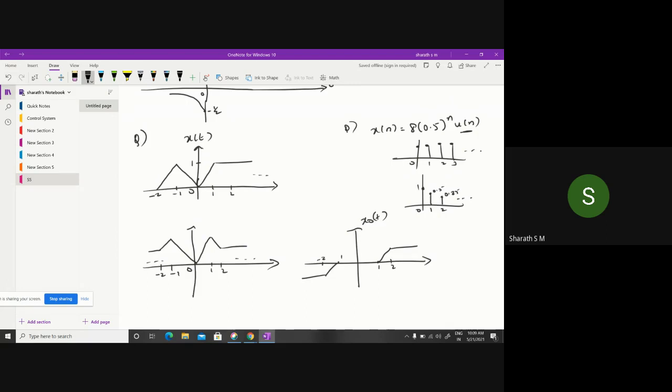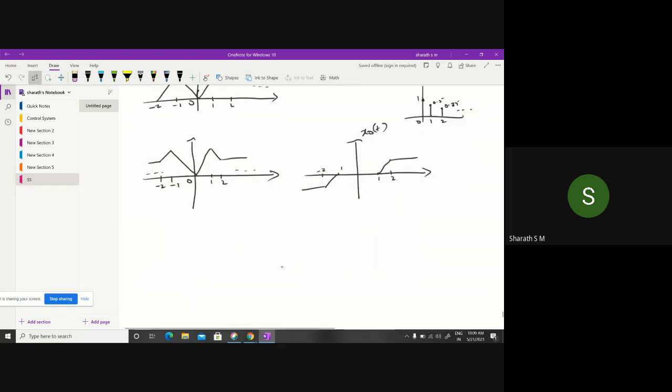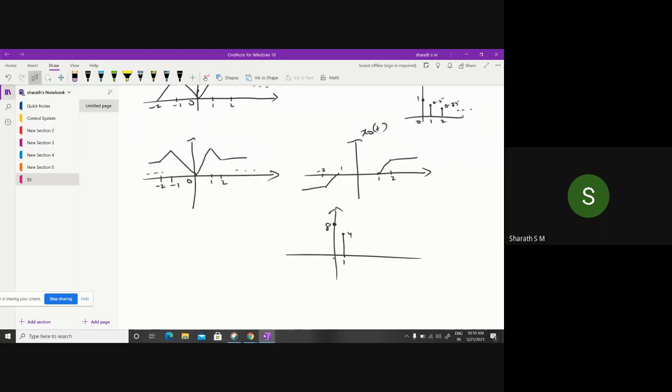So you will get the x of n signal like this. At 0 it is 8, at 1 it is 4, at 2 it is 2, at 3 it is 1, and so on. So this is the x of n. For that, write down the odd part as well as even part. Half into x of n plus half into x of minus n gives the even signal, and half into x of n minus half into x of minus n gives the odd signal.